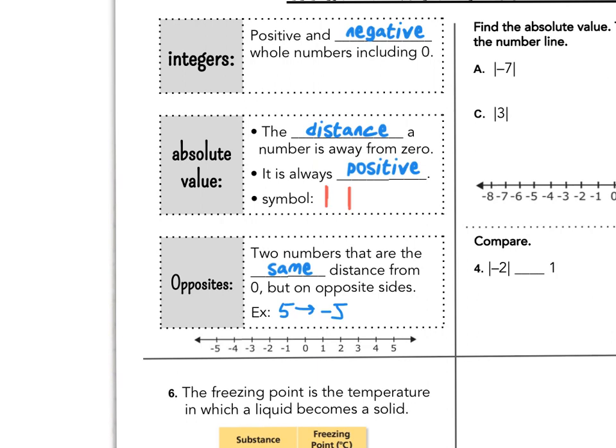So for example, we have 5. The opposite, I'll draw an arrow to show, the opposite of 5 is negative 5. So please write that down. On our number line, I'm going to use red to plot the 2 points. Here we have 5, and here we have negative 5. And notice they're both the same distance from 0.